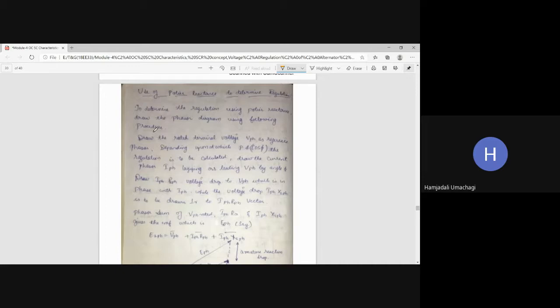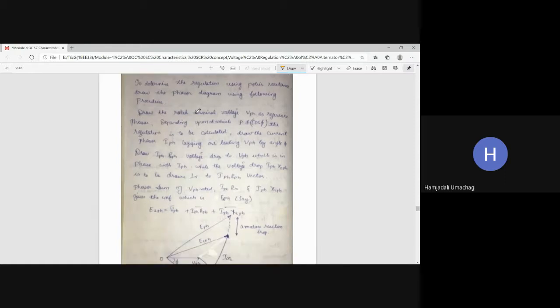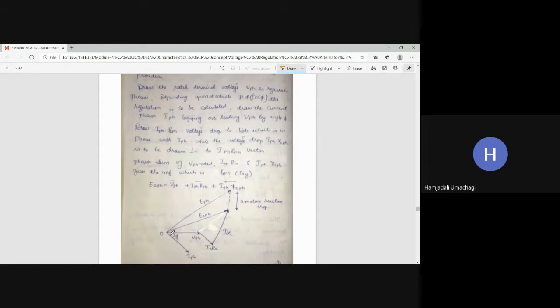To determine the regulation using Potier reactance, draw the phasor diagram using the following procedure. Draw the rated terminal voltage V phase as the reference phasor. So first, draw VPH as the reference phasor, depending upon at which power factor cos phi the regulation is to be calculated. For different power factor values, based on whatever power factor you are considering, you should draw the phasor diagram.